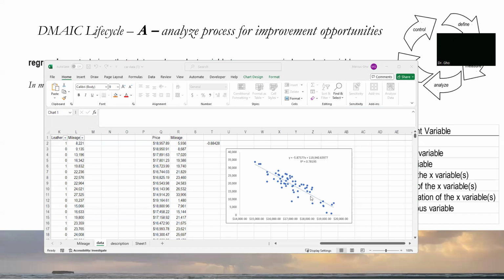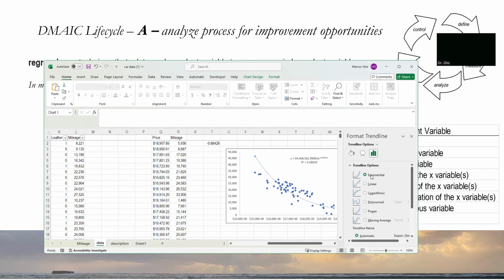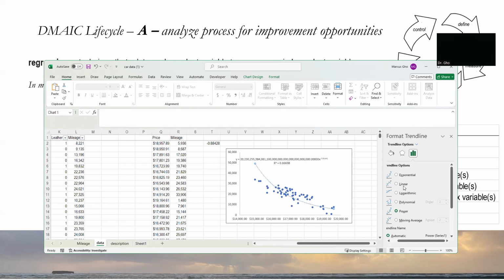When we format trend line, we can tell it what kind of a line we want. The default is linear. You can make it exponential, logarithmic, or polynomial. When you make it polynomial, you can say what order, and that changes the structure of that power. Linear is the easiest one to think about.